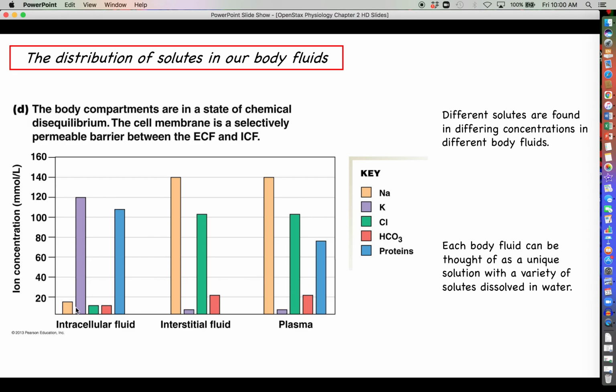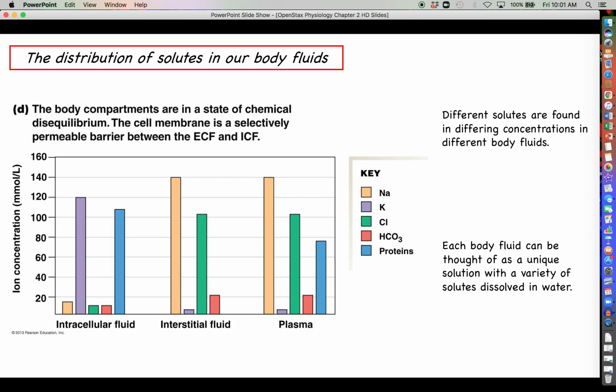So if you look at sodium, there appears to be a very low concentration of sodium in intracellular fluid, but a very high concentration of sodium in the extracellular fluids. Well, what about potassium? For potassium, it is just the opposite. Potassium is at a very high concentration in the intracellular fluid and at very low concentrations in the extracellular fluids.